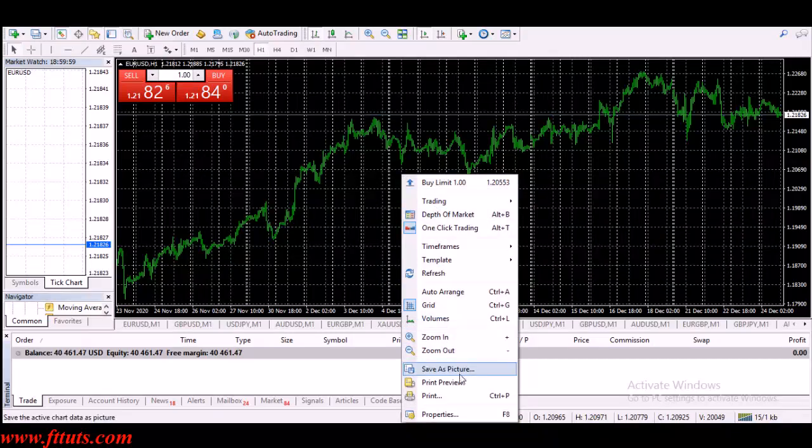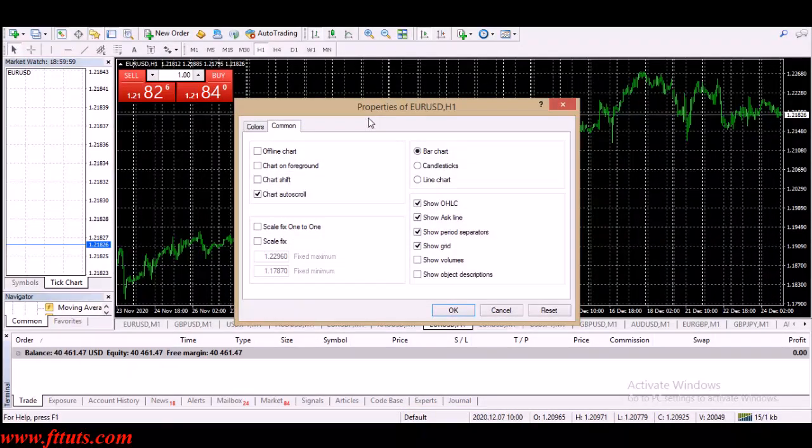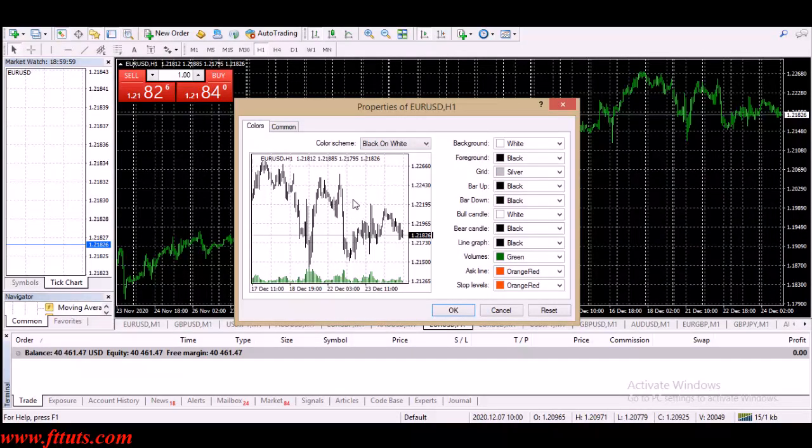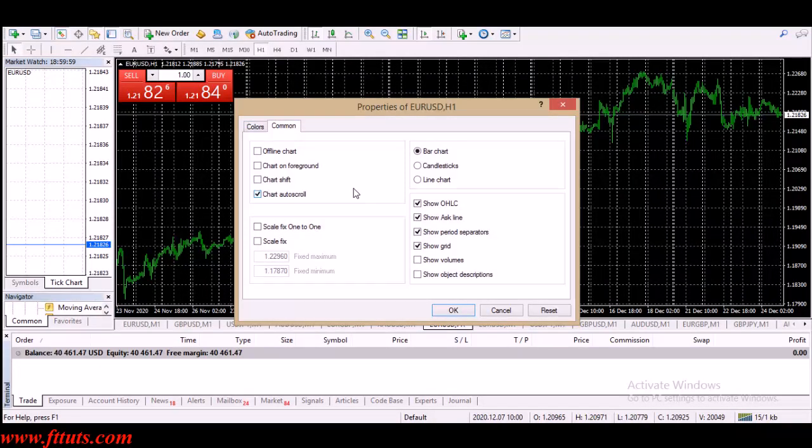First of all, you go to properties in order to set up your chart. You have colors and common. In colors, you may select black on white. It's very clear, I like it. In common, you don't need to do anything here. And here select candlesticks, because candlesticks are much better than the other, and every professional trades the candlesticks.